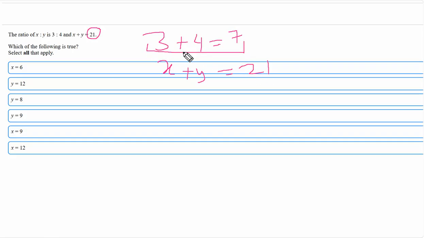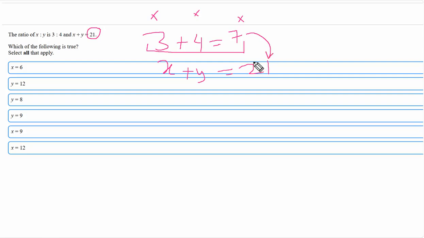You can also check by yourself. Can you simplify 3, 4, and 7 any further by the same number? No, you cannot. Okay? It means that they multiplied every number by the same value to increase it, right? Now, what value did they multiply here to get 21?